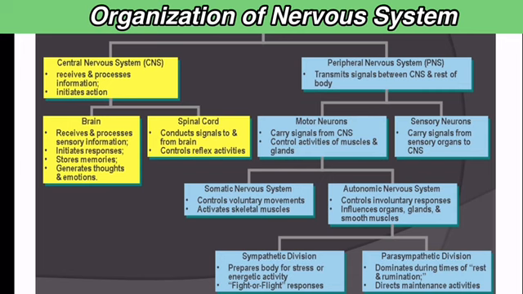This is the summary of the organization in the nervous system.